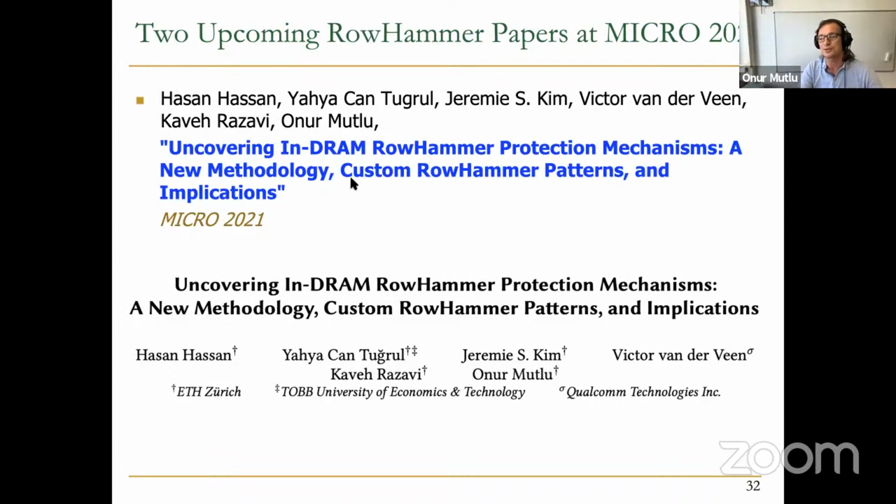So this actually introduces a methodology to enable you to reverse engineer what's happening inside the DRAM chip to protect against RowHammer. And the insight is that by inducing data retention errors in DRAM, you can figure out how the internal mitigation mechanisms are working. And you will see how that works when we actually talk about it in more detail. But I think this is a very clever insight that enables very interesting, newer, and much more powerful RowHammer attacks.